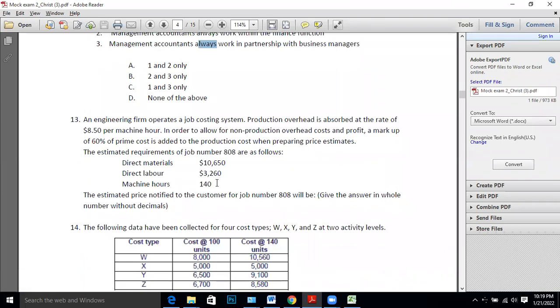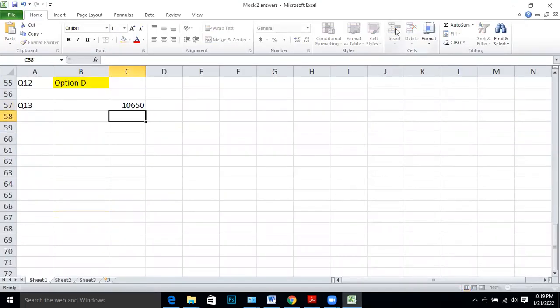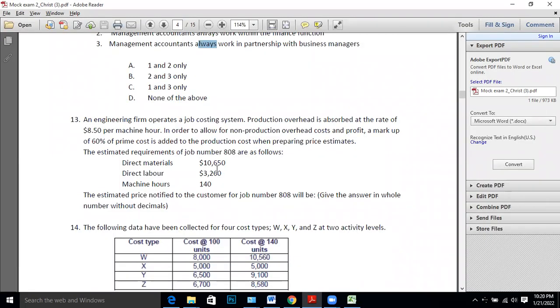An engineering firm operates a job costing system. Production overhead is absorbed at the rate of 8.5 per machine hour. In order to allow for non-production overhead cost and profit, a markup of 60% of prime cost is added to the production cost when preparing price estimates. The estimated requirements of job number 808 are as follows. Materials 10,650. When you are doing it for the exam, don't waste your time writing the description. Just write the numbers and add them.